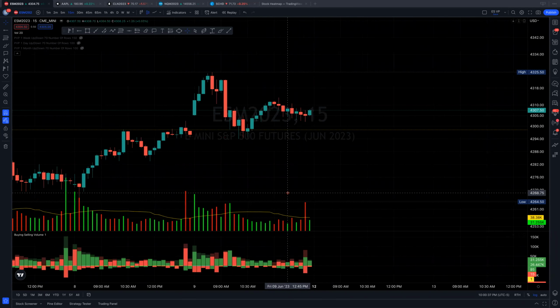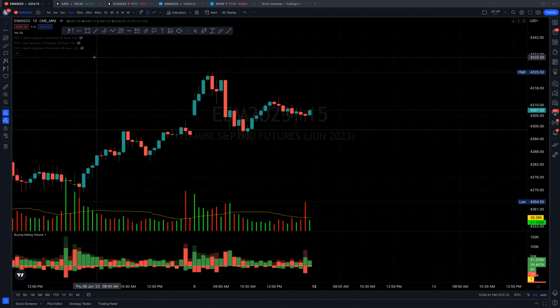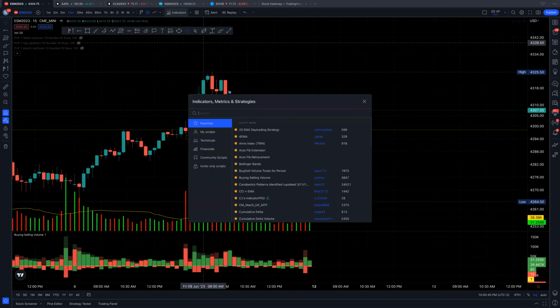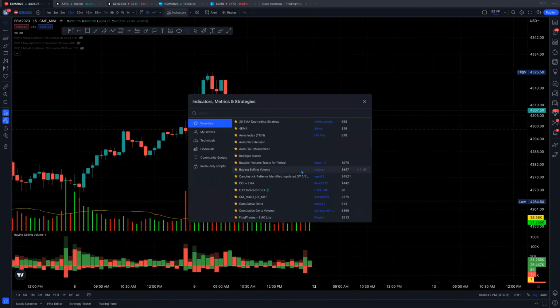example right here. What is the indicator called on TradingView? This indicator is called buying, selling volume. Let me show it to you guys, buying, selling volume by this guy. I don't know how to say that name. Or a girl, whoever that person is.